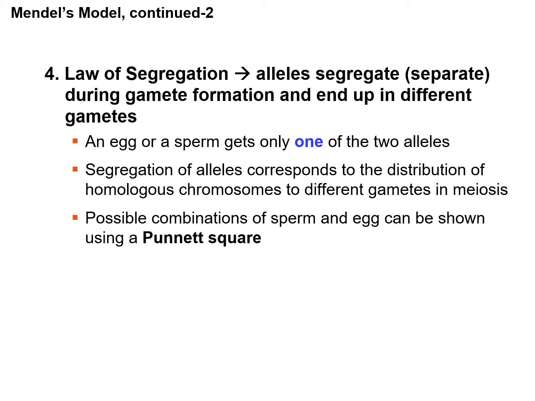A helpful tool to illustrate all of the possible combinations of sperm and egg in the resulting zygote is the Punnett square, which was a tool devised by Mendel. Let's review the law of segregation on the next slide, as well as demonstrate the significance of the use of the Punnett square.